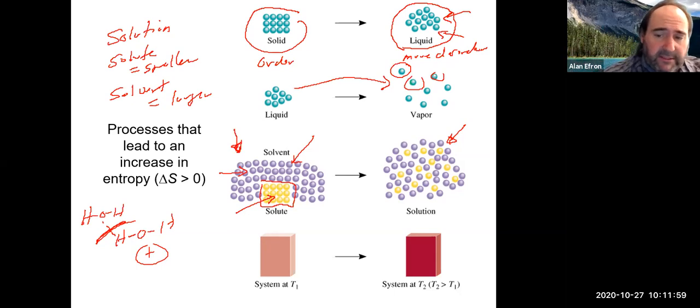There's a lot more disorder happening here, a lot more ions floating around in the solution that weren't there before, and a lot more of the water molecules breaking apart from each other and associating with ions that weren't there before as well. So we see a very big increase in the entropy as we do that.